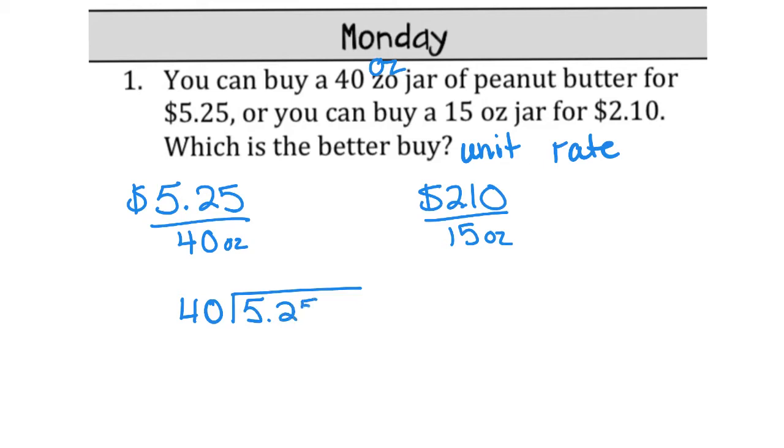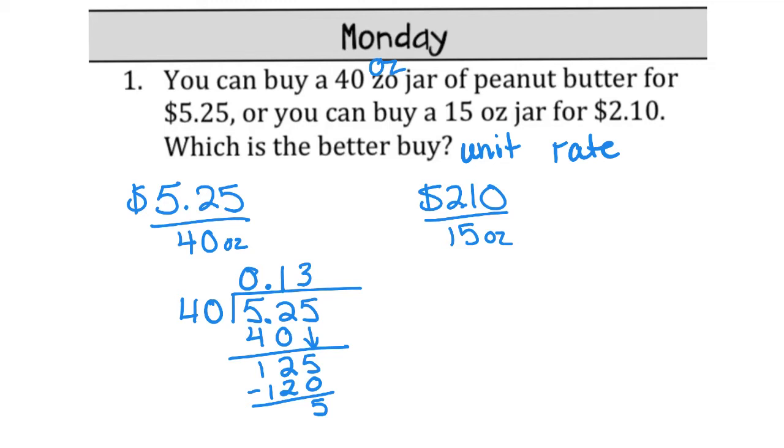So $5.25, we know that 40 cannot go into 5 alone, so we're going to put our 0, and then we're just going to go to 52, bring your decimal up. 40 will go into 52 one time, and then we subtract 40. It leaves us with 12, and we bring down that 5, and then 40 will go into 125 3 times, because I know 4 times 3 is 12, so 40 times 3 is 120. And so we have 5 left over.